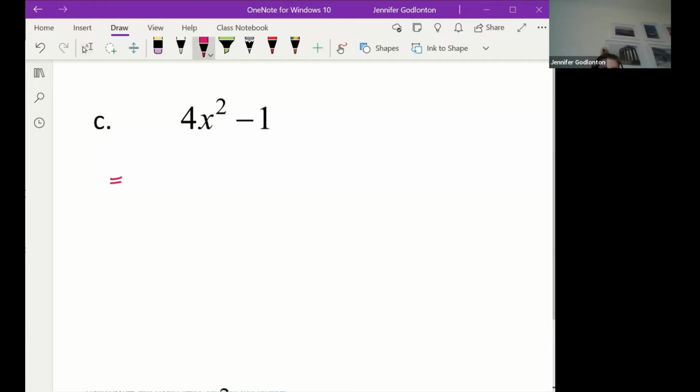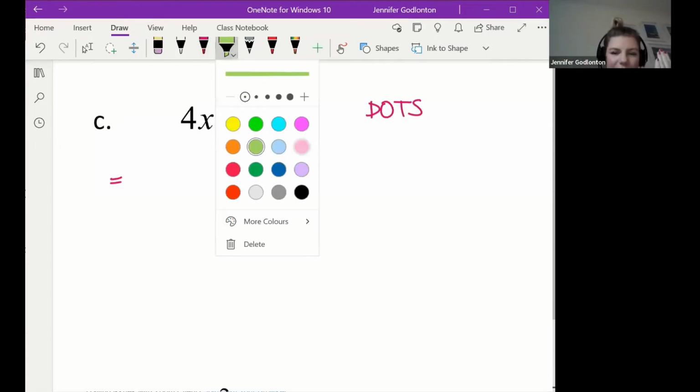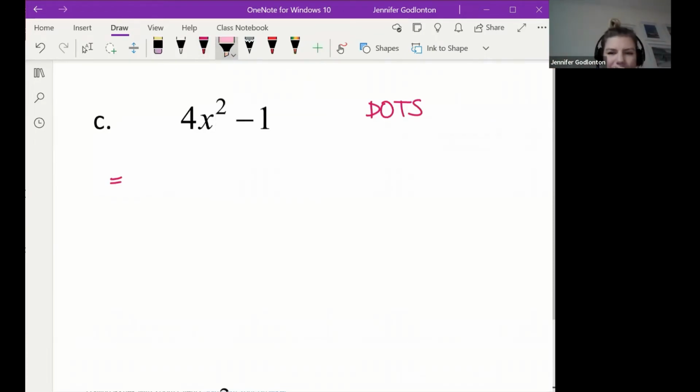I'm leaving you in the dark for this one, guys. Just remember how to check for dots. Just keep that in your mind that you're checking for dots. Difference of 2 squares.